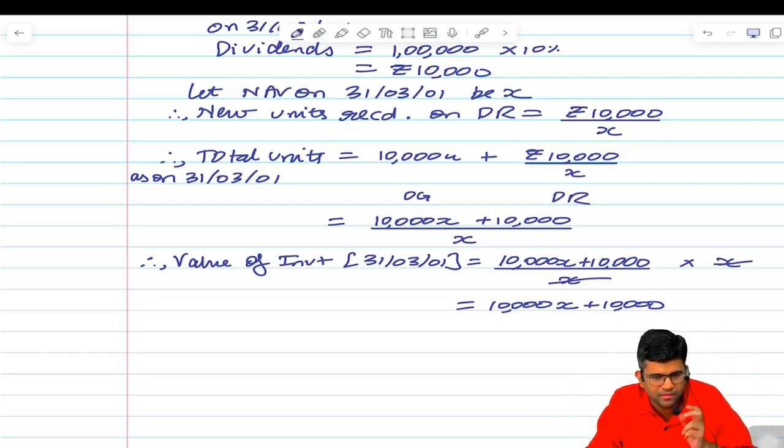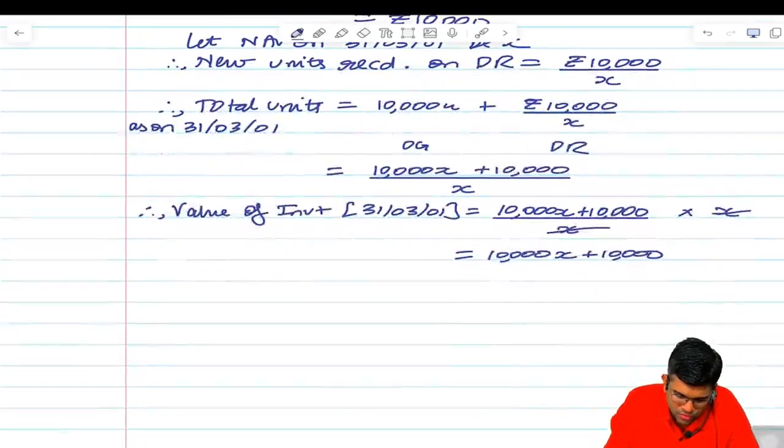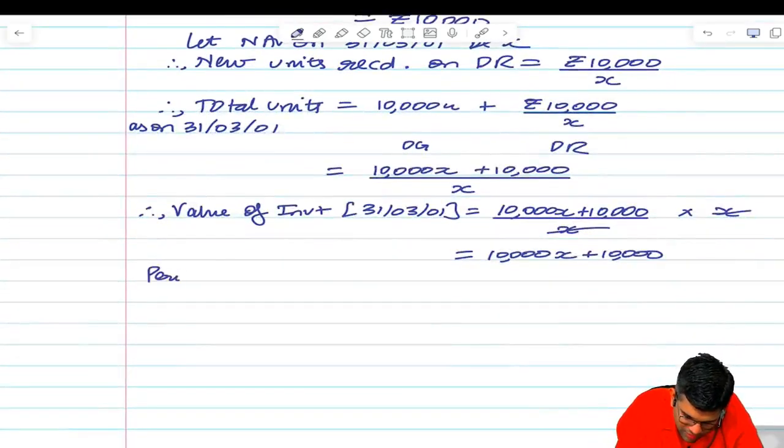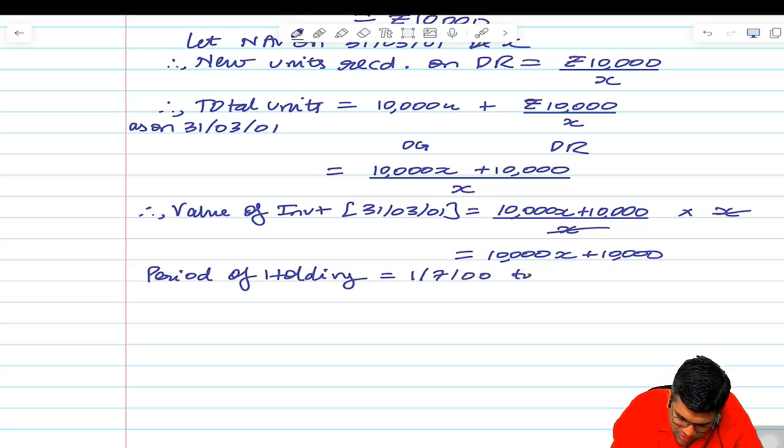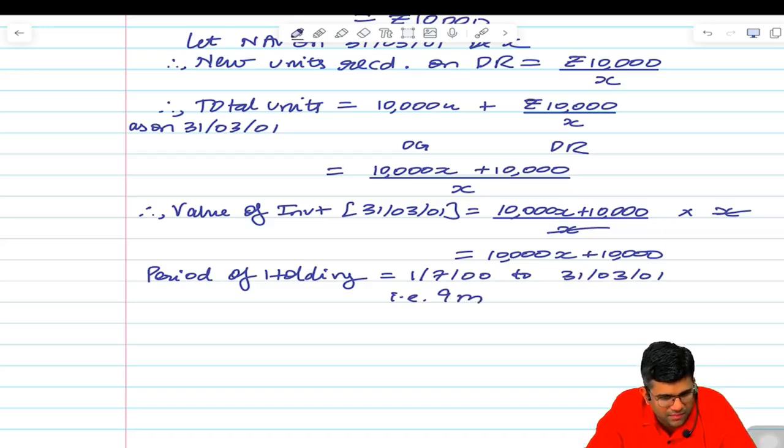Okay, ready everyone? Start. You understood now what I'm doing here? Okay. Now students, important. What is your period of holding? Your period of holding is from 1/7/2000 to 31/3/2001. That is 9 months. Everyone listening? That is 9 months.